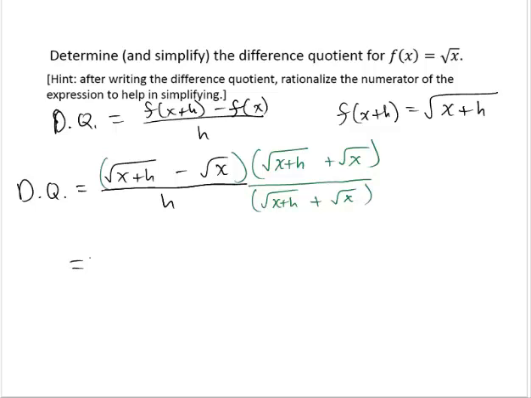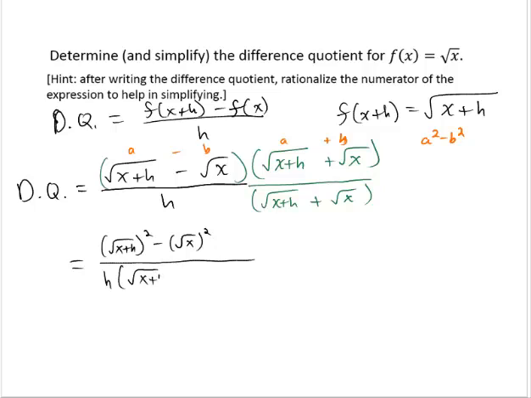We multiply that out. If you need to, you FOIL and combine like terms. But I notice that that's an a minus b times an a plus b. And as I learned in an algebra class, that's a squared minus b squared. And so that would give me in the numerator the square root of x plus h squared minus the square root of x squared. I'm not going to do anything with the denominator. It's just h by the quantity square root of x plus h plus the square root of x.